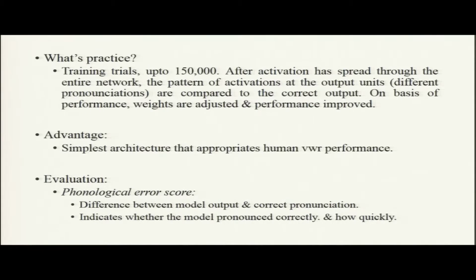After activation has spread through the entire network, the pattern of activations of the output units is compared to the correct output. This is what my result is, and you compare it with the actual result and try to match it. The weights in the model keep getting adjusted, the output units keep producing different outputs, and these are compared with the correct output. As soon as this comparison gets closest, the weights start getting fixed. So the weights are adjusted to get to the best performance of the model.